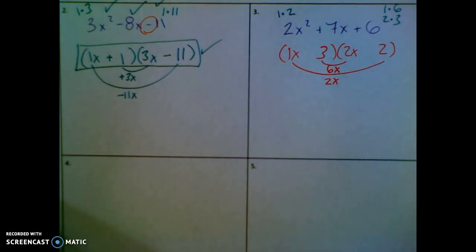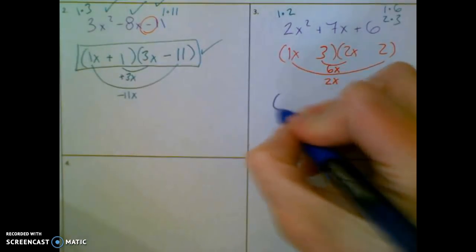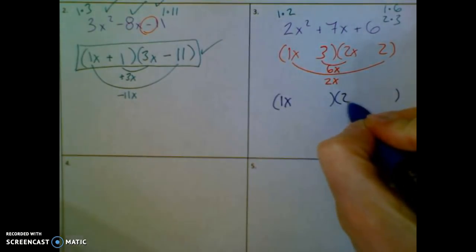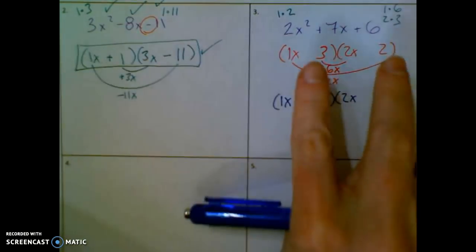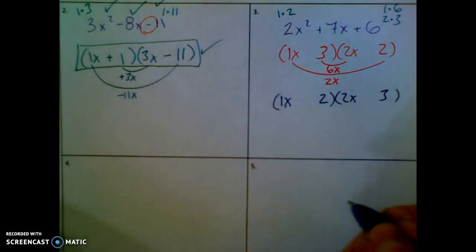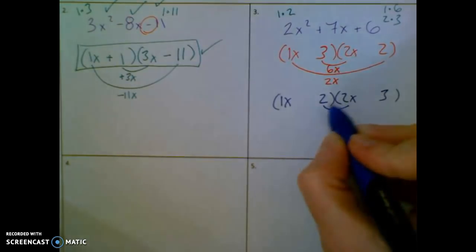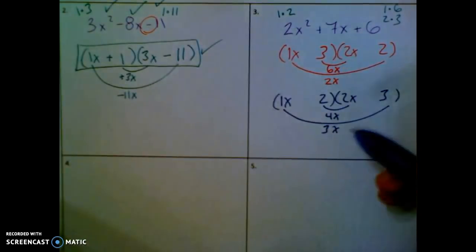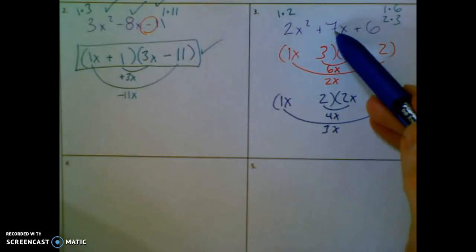in the other direction. So I'm going to keep my same starting values. It's always going to be 1x and 2x. There's no other options. So just swap it. I'm going to put a 2 here and put a 3 here. And then just do it again. Check. My inner product is 4x. My outer product is 3x. Well, can 4x and 3x give me 7?